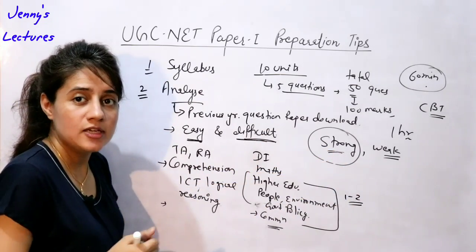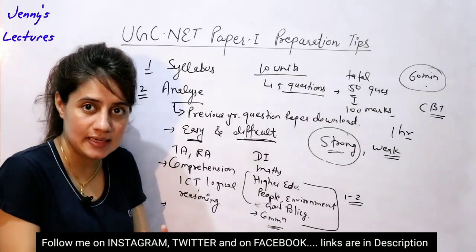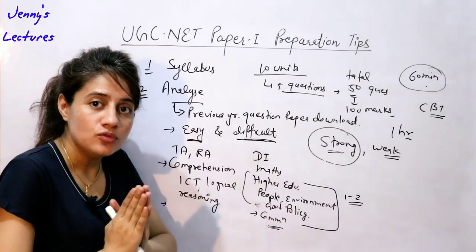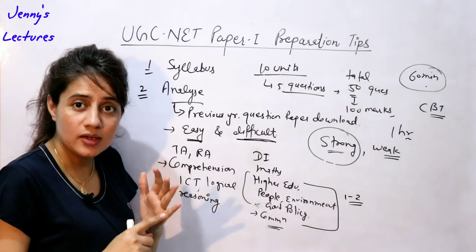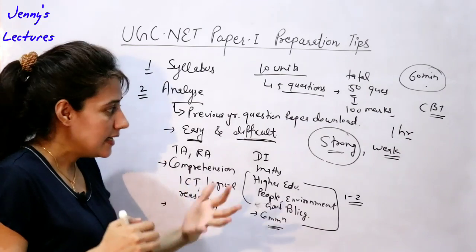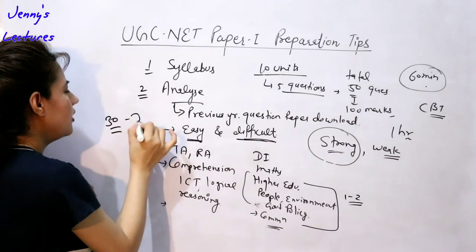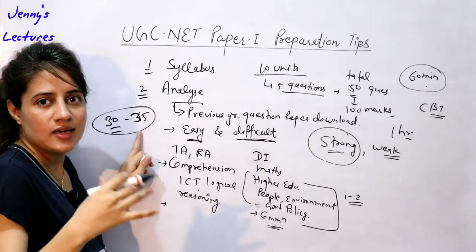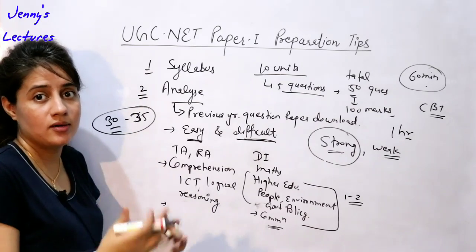And in the paper, please do not aim to solve all the 50 questions correctly, right? I am saying correctly. Yes, you have to attempt all the 50 questions, because there would be no negative marking. So at least try to solve 30 questions correctly, 30 to 35. If you get a 60 plus score, that is considered a good score, and if you get 70 plus, that is considered a great score.